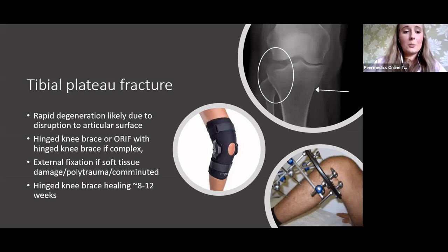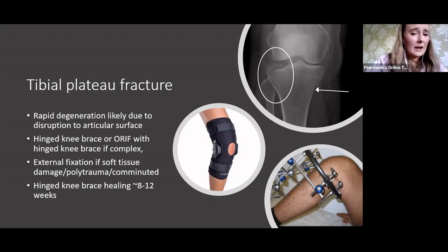If it is very complicated, so again you've got that polytrauma, it's comminuted, there's a lot of associated soft tissue damage, you might want to consider external fixation. That's what we're showing with the fancy contraption around the lower leg in the picture at the bottom right, which sometimes you see with hip fractures as well. You don't tend to see those cradle type devices in the upper arm so much. And then that hinged knee brace is going to be on for about 8 to 12 weeks, because as we were talking about earlier, the tibia doesn't heal very quickly since it has a really rubbish blood supply for whatever reason.